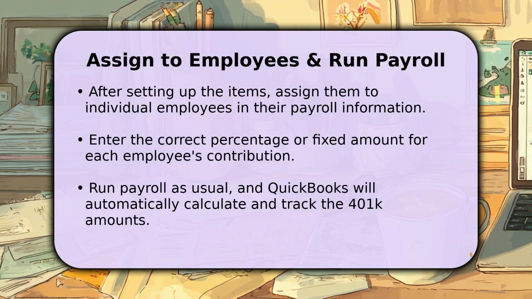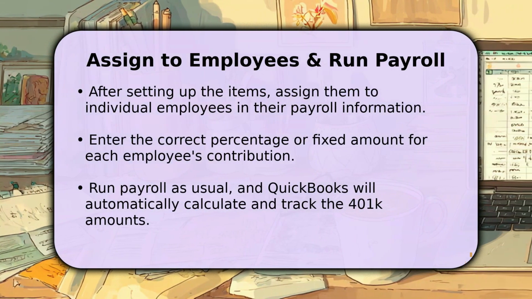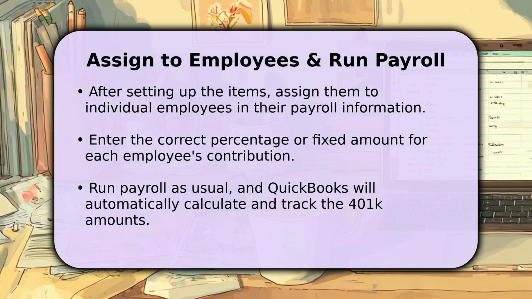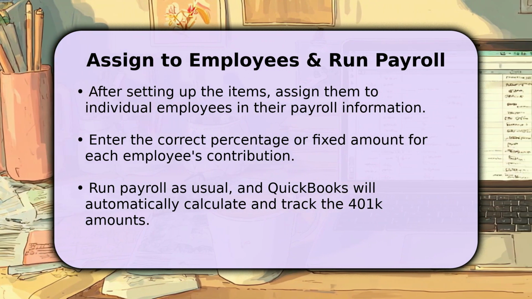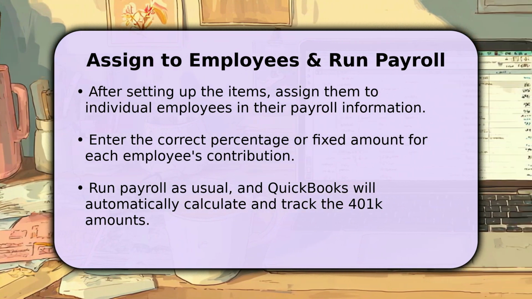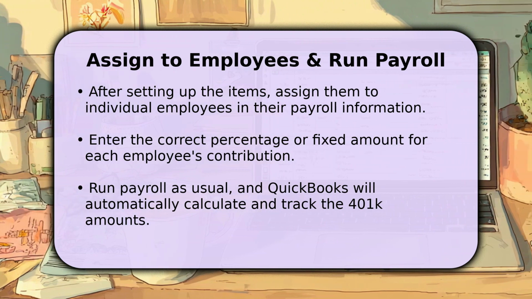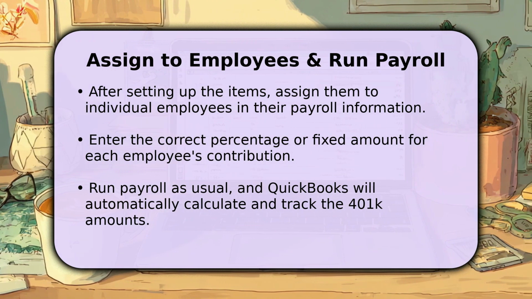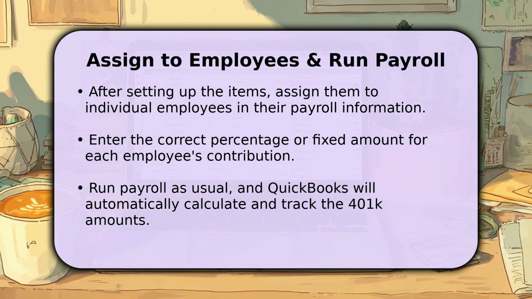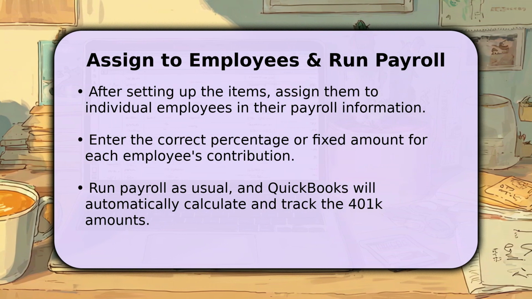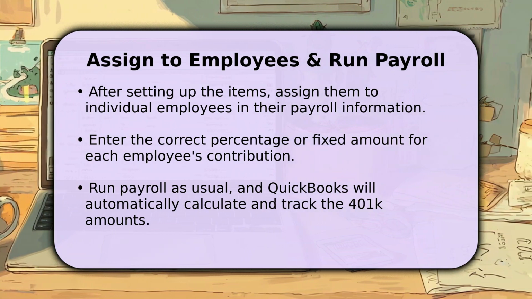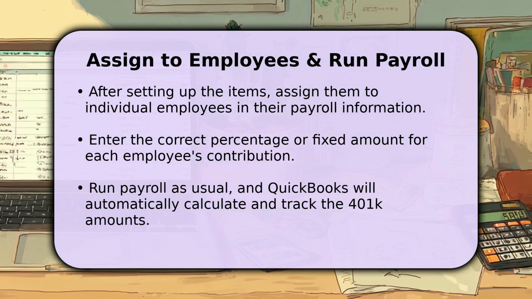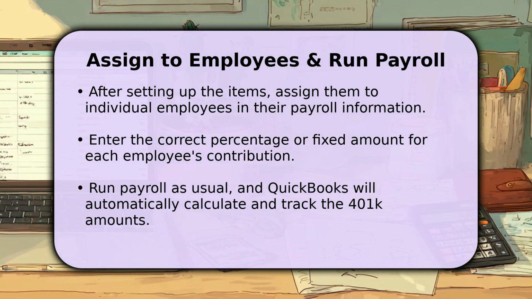Finally, once your payroll items are all set up, you'll need to assign them to the relevant employees. Go into each employee's payroll information and add both the company contribution and the employee deduction items, specifying their individual percentages or fixed amounts. When you run payroll, QuickBooks will now automatically calculate and track both your company's contributions and employee deductions. It makes managing your 401k plan through payroll much easier and completely integrated.